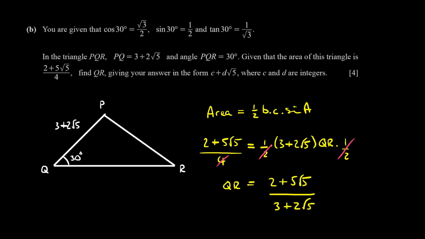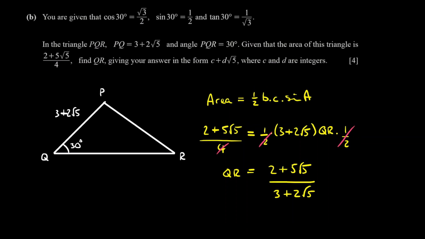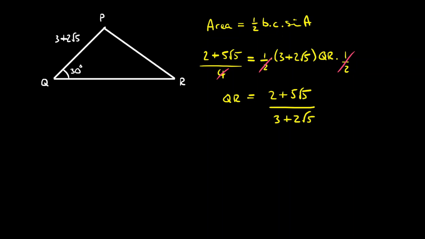Okay, now we can't leave it like this. We need to rationalize, and the way we rationalize is we take what's called the conjugate of the denominator. Now, if we've got 3 plus 2 root 5 on the denominator, then the conjugate is going to be 3 minus 2 root 5. And so we take that conjugate and we multiply it on the top and the bottom. We're going to multiply the numerator and denominator, beg your pardon, by 3 minus 2 root 5.